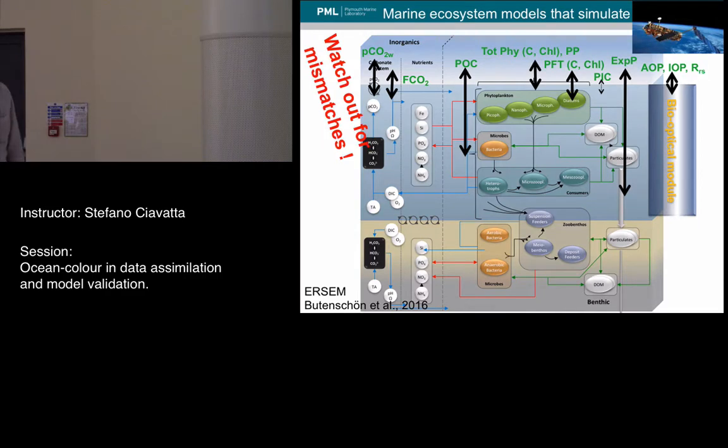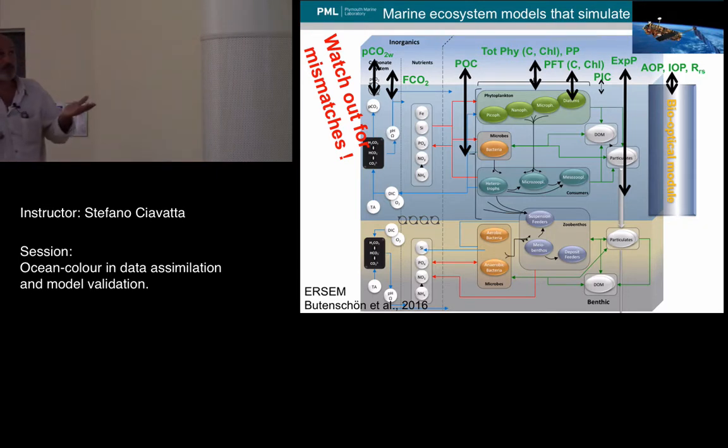But please be careful that not always one variable output of the model corresponds to a variable that you observe from space. Just an example, which is quite interesting, is POC, particulate organic carbon. You have many different algorithms that give you the POC concentration from ocean color, and they can be very different from each other. So which one of these do we compare to the output of the model? Already this is a difference.